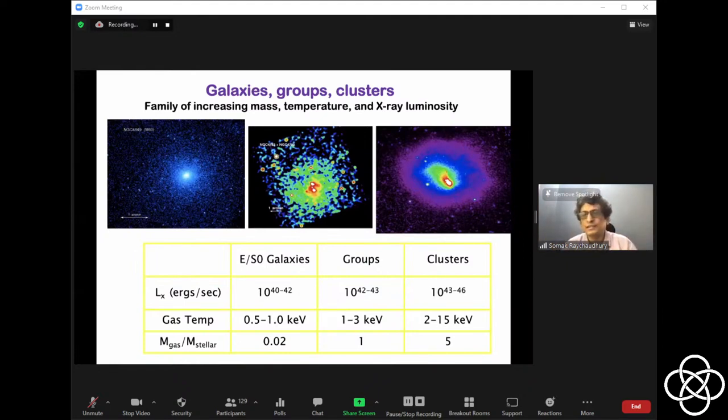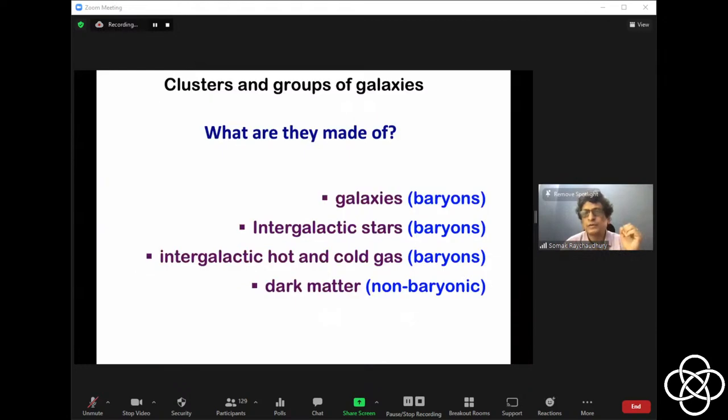What do you mean by components? What are these clusters made of? Is a cluster of galaxies or a group of galaxies just some galaxies together? Or are there other things associated with them? What are they made of? So let's ask that question. And to do that, we'll look at the various components of clusters and groups of galaxies.